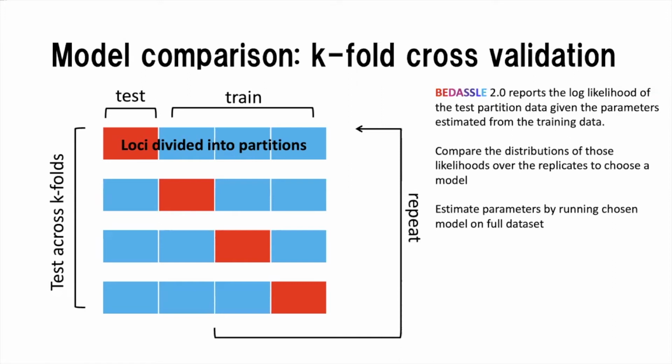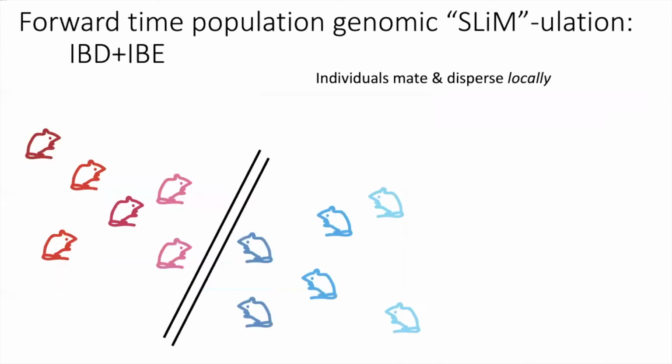And then once you've chosen your model, you estimate your parameters by running that chosen model on the full data set. So because this is sort of a new implementation of this statistical method, we first wanted to test it using simulated data. So we used SLiM, which allows you to do forward time population genomic simulations. We like to call these SLIMulations.